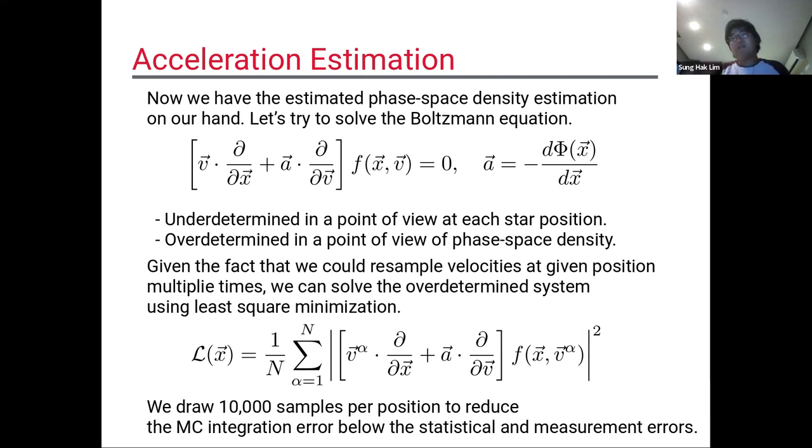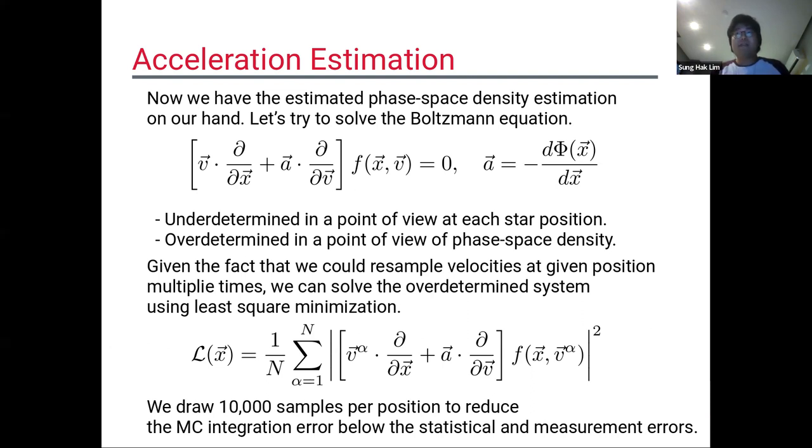But if you consider this as a whole equation of motion, the normalizing flow is able to draw velocities at given points, in any amount. So in that sense, you can generate an arbitrary number of velocities if any positions are given, and if you try to solve the Boltzmann equation using those generated velocities, this equation is actually overdetermined, so you need some other techniques to solve these kinds of equations.